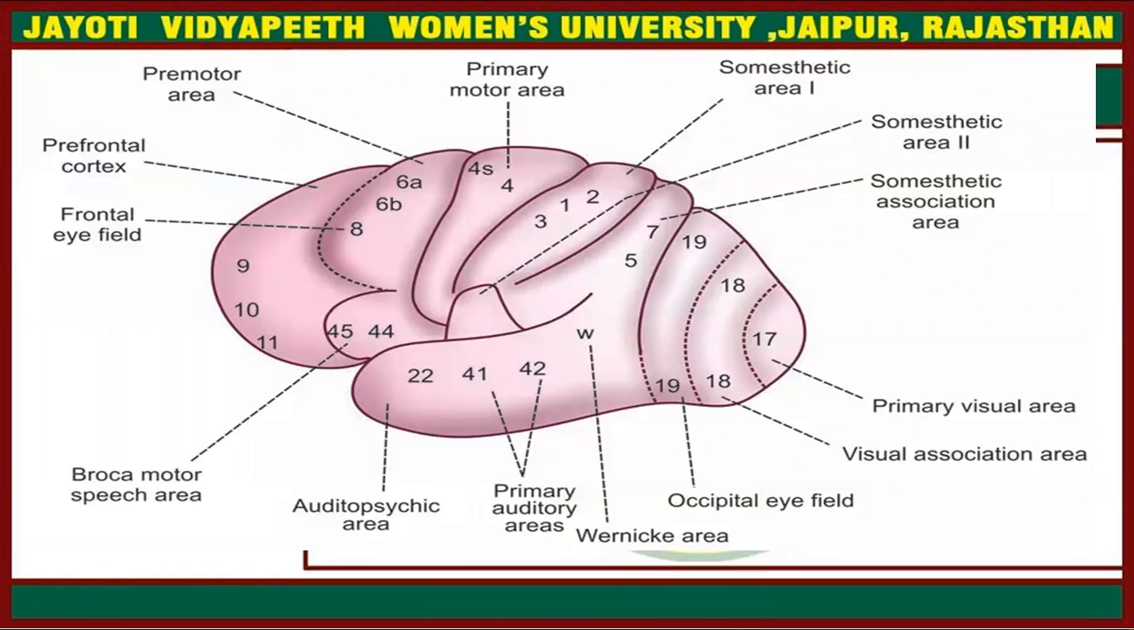So in this diagram, you can see somesthetic area first includes 1, 2, 3. Somesthetic area second, this one, and this is 7 and 5 is somesthetic association area. So this is part of parietal lobe.